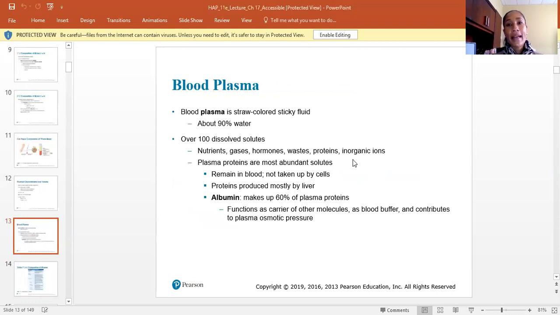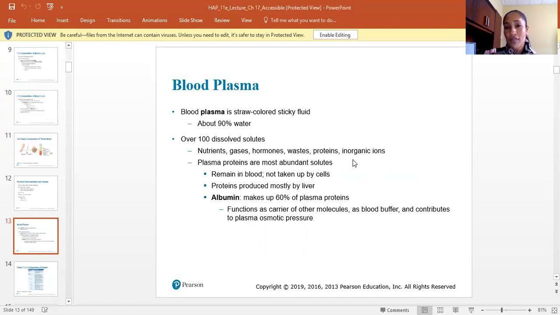So let's look at blood plasma. Blood plasma is going to have a straw-colored look to it, and it's going to be sticky. It's about 90% water. And the other composition of plasma are going to be these dissolved solutes. So we find in plasma nutrients, gases, hormones, waste, proteins, and inorganic compounds. Plasma proteins are going to be the most abundant solutes that we find in plasma, and they remain in the blood. They're not taken up by the cells.